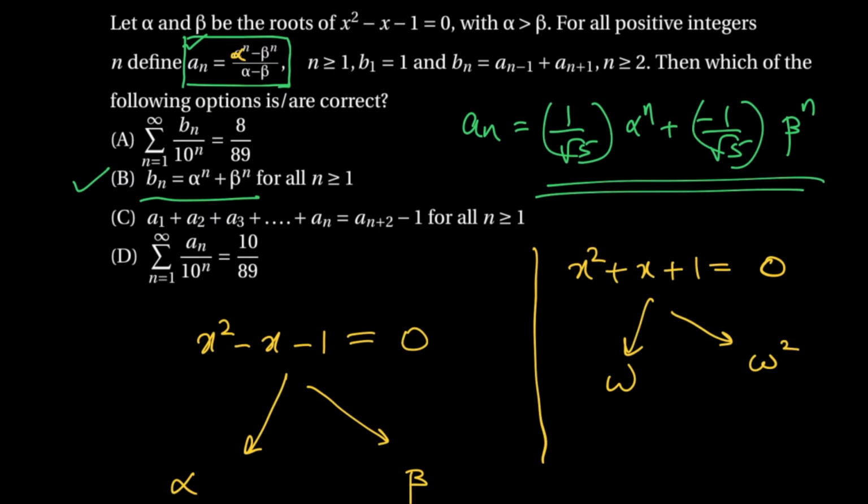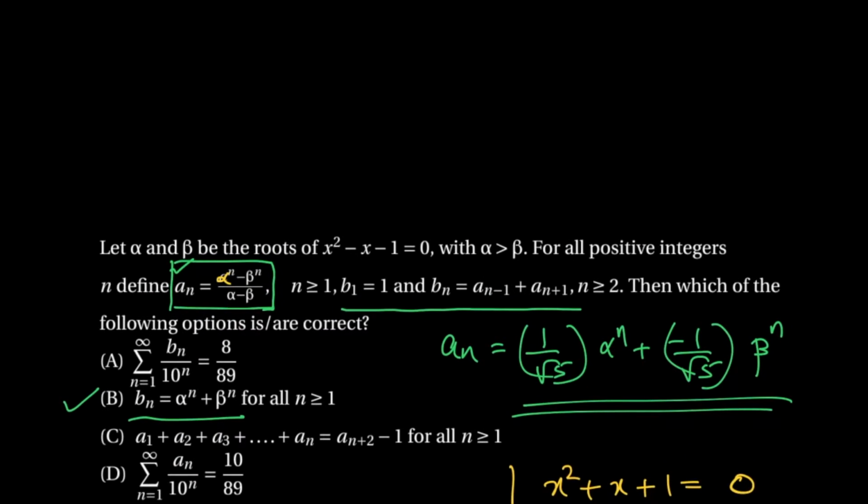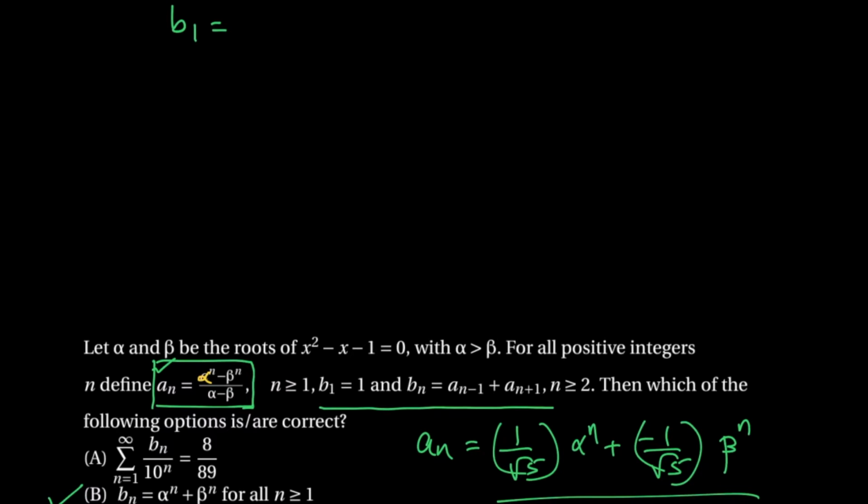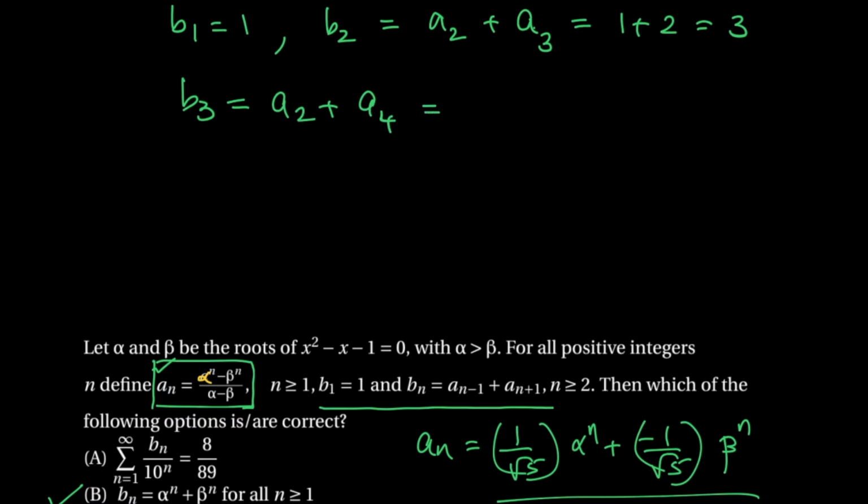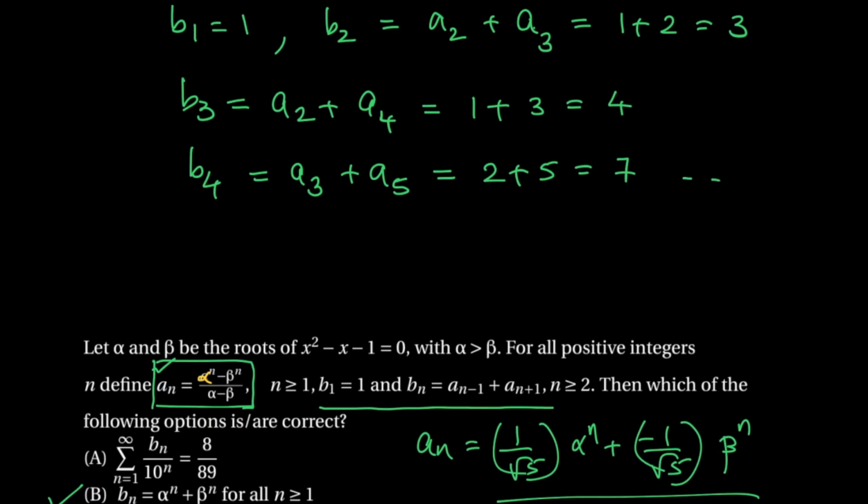Now there is one more sequence in the question, bn, given as b1 is equal to 1 and bn is equal to an minus 1 plus an plus 1. So now let's see what that sequence bn is. b1 is equal to 1, your b2 is going to be a2 plus a3, which will be 1 plus 2, which will be 3. b3 is going to be a2 plus a4, that will be 1 plus 3, that will be 4. b4 will be a3 plus a5, that will be 2 plus 5, that will be 7, and so on. So the bn sequence follows this pattern, that is 1, 3, 4, 7, and so on.